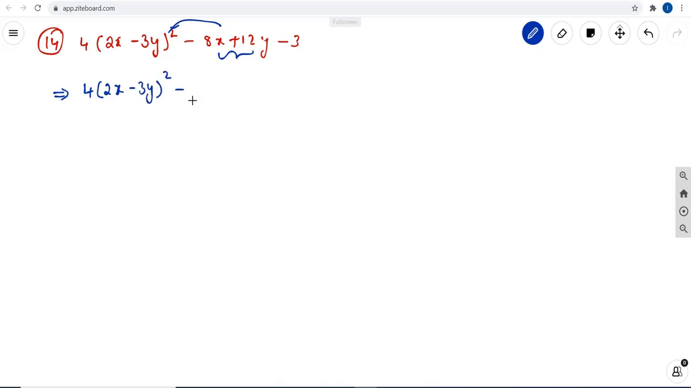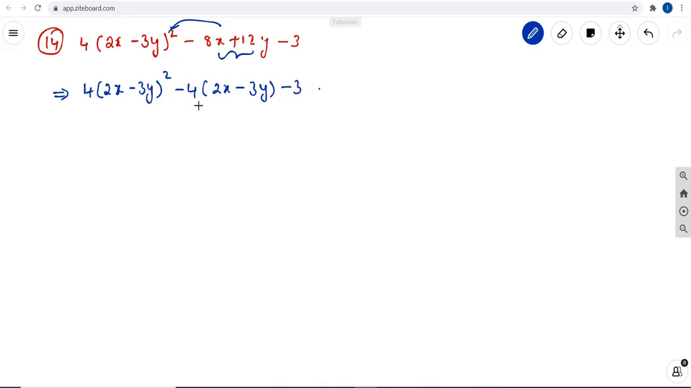So minus, what I'm going to take common here? 4 if I take common here. So 4. So what is left? 2x because 4 2s are 8. Minus already I have taken outside, so this becomes minus, minus into minus plus. So 4 I have taken outside, so this becomes 3y. Okay, close the bracket, minus 3.